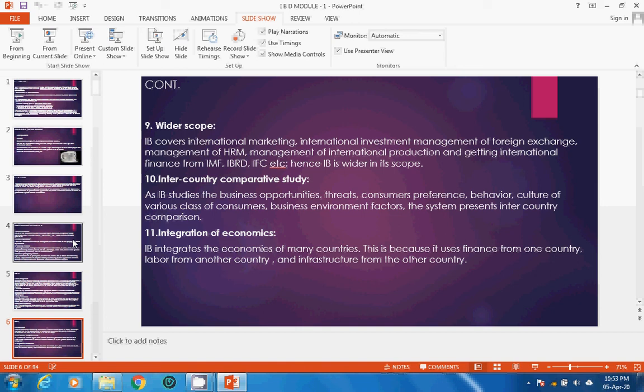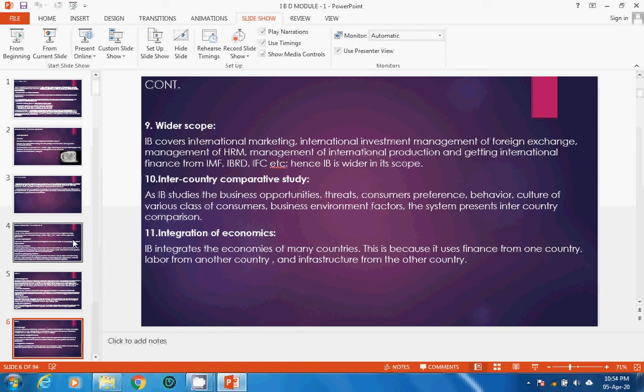Inter-country comparative study. As international business studies the business opportunities, threats, consumer preferences, behavior, culture of various classes of consumers, and business environmental factors, the system presents inter-country comparison for the international business firms.